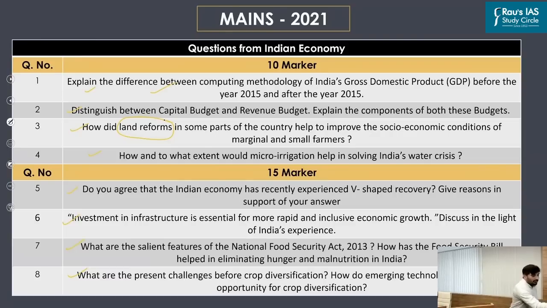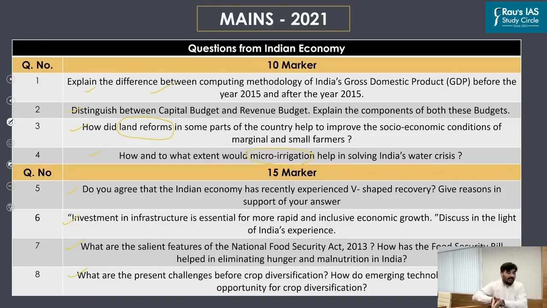Similarly, when you look at this topic of micro irrigation, what normally students do is they focus only upon the benefits of micro irrigation as to how micro irrigation will help us, but they don't go into the other dimensions of micro irrigation. The other dimensions of micro irrigation which become important are, what are the challenges in promoting micro irrigation in India? How to address these challenges?